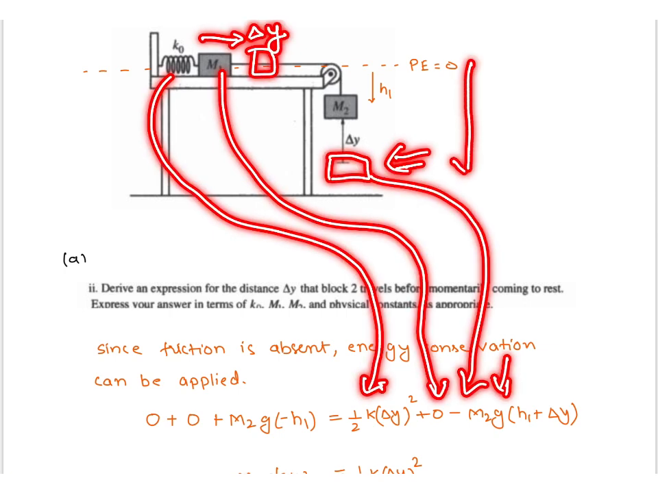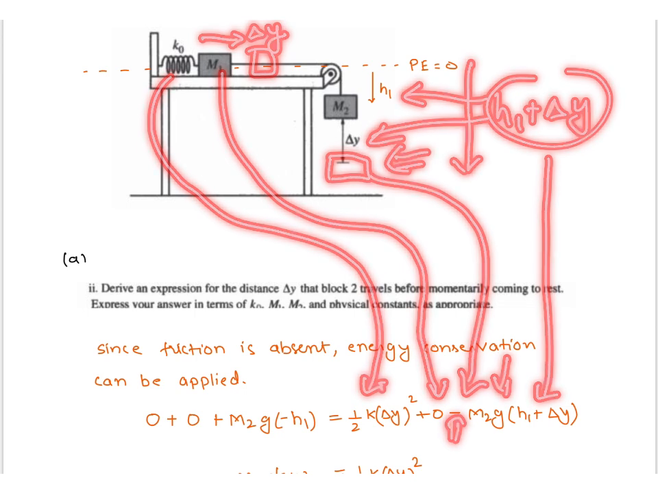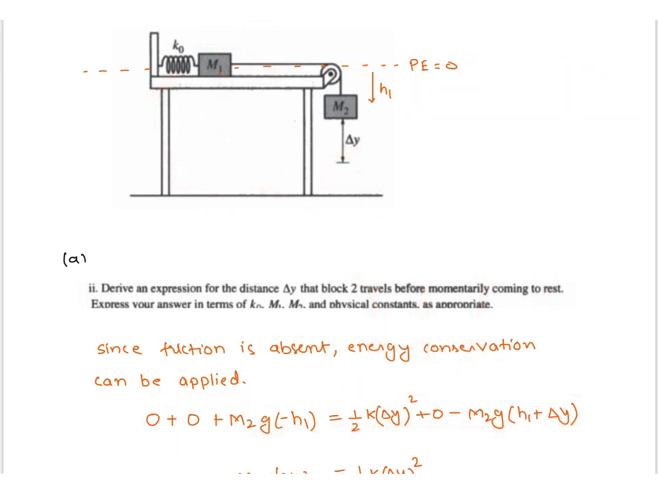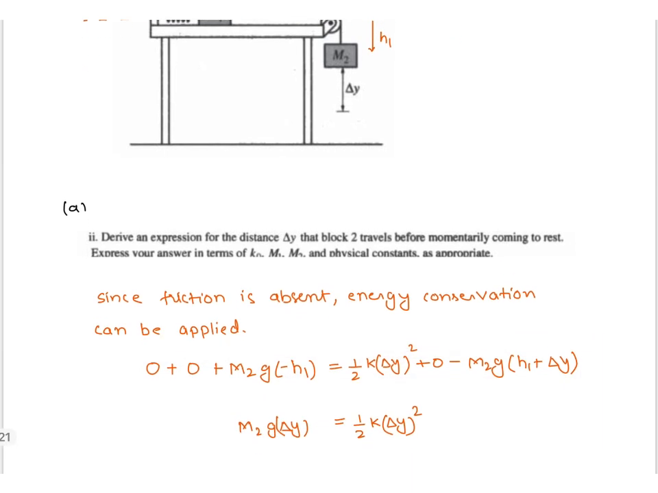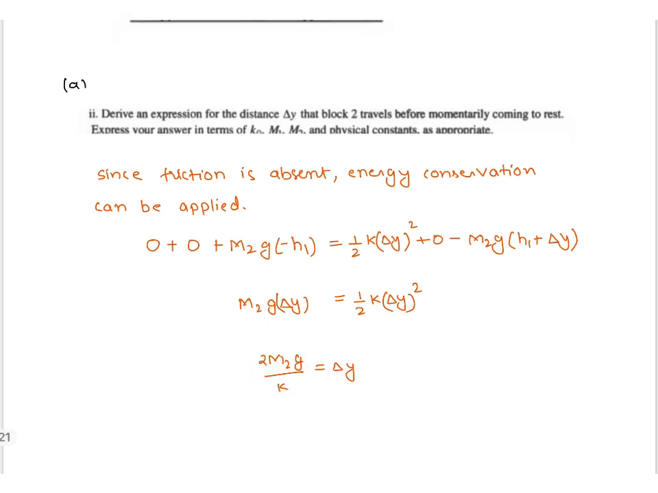And now how much below is that M2 from a reference line? It is H1 plus delta Y. This is H1 plus delta Y. So I have written it, of course, with negative sign. So once you write this equation, you will be awarded 1 point. And then after solving it, another point you can earn. So delta Y comes out to be twice M2G by K.